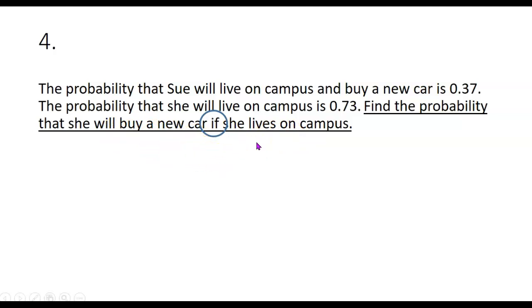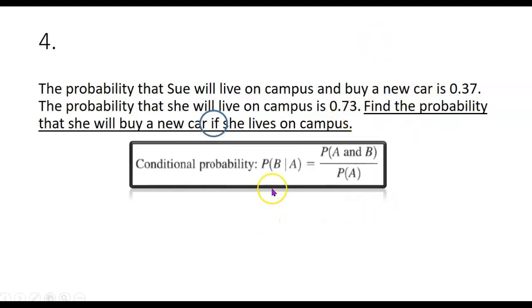So this is one of those conditional probability questions. It's asking us about the probability of one thing being true if something else is true. And the formula for conditional probability says the probability of one thing being true if something else is true is equal to the probability of both things being true, A and B, divided by the probability of the condition being true. So we're given both of those probabilities, we just have to divide. 0.37 divided by 0.73, and that comes out to be 0.507.